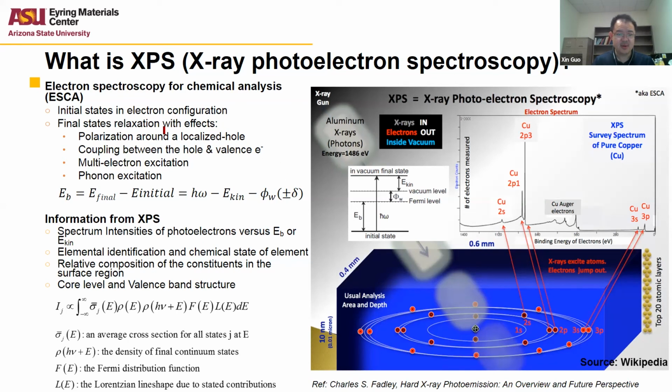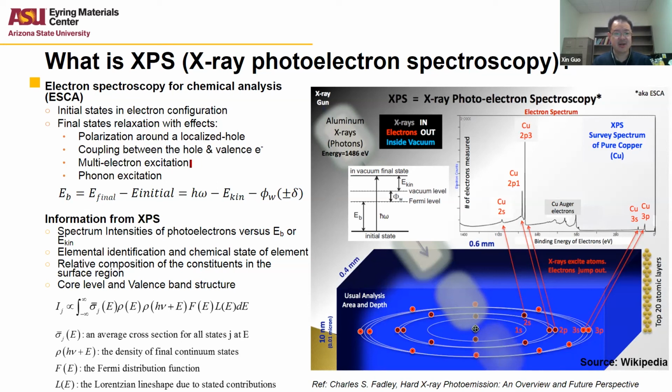First, there is a polarization around a localized hole. After photoemission, a core hole is created and a positive charge exists there. This could incur a polarization of the surrounding electrons around the core hole and enable them to be ejected with higher kinetic energy. The second is a coupling between the core hole and the unpaired valence electron, either localized or delocalized. This could result in the multiplet splitting of the photoemission peak.